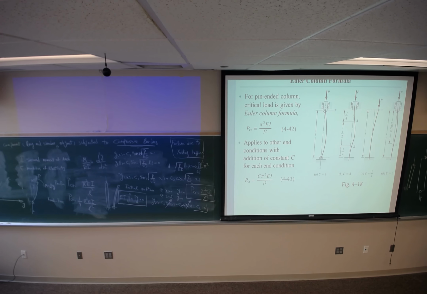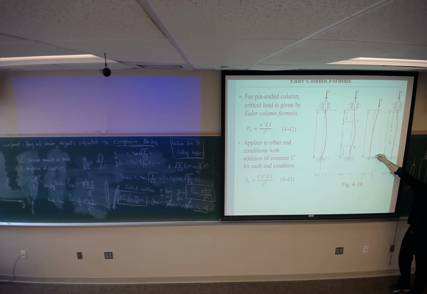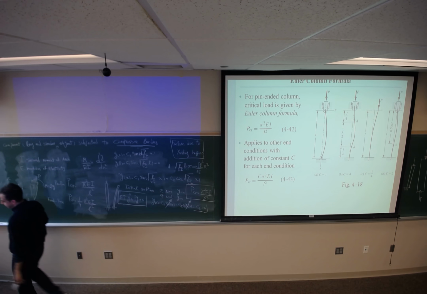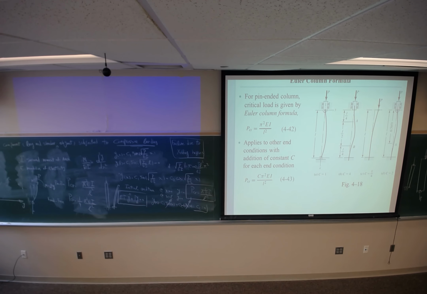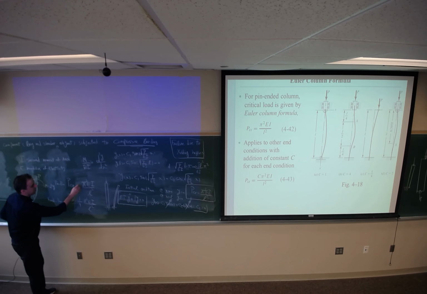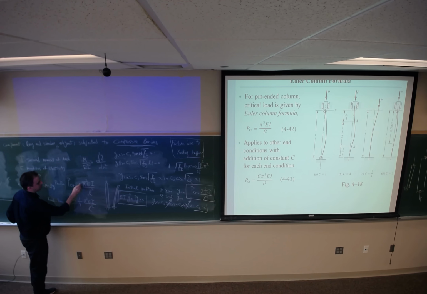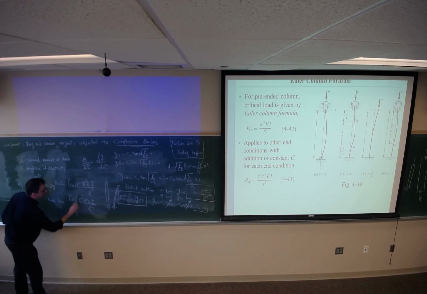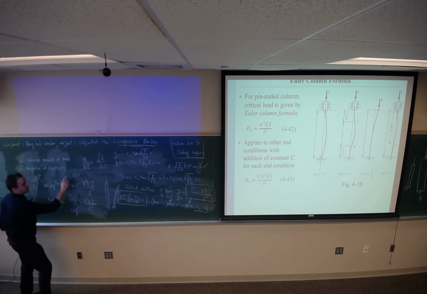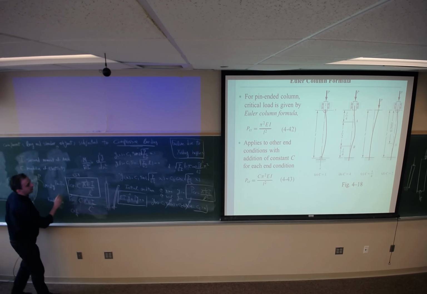So comparing these coefficients, it's obvious that the fixed-free is going to be the first column that you will see buckling, because it's going to have the lowest coefficient. So as you see, the critical force depends on the end condition. The general function is going to be C pi squared EI divided by L squared.